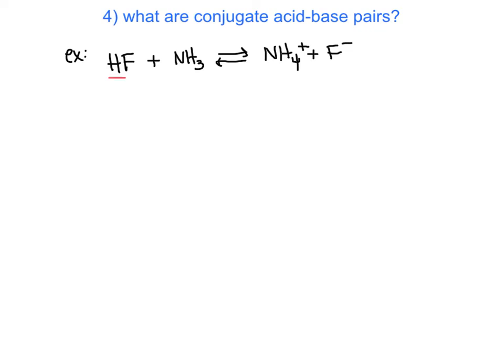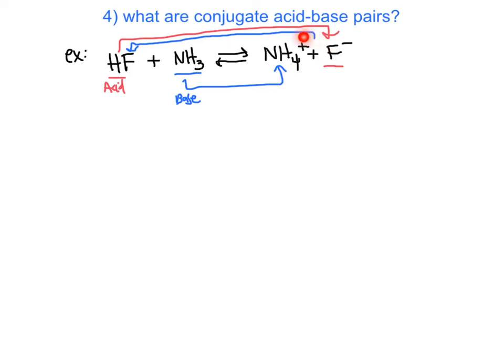So in this example, hydrogen fluoride is your acid because it gave up a hydrogen, and ammonia, because it's taking on that hydrogen, is your base. But because this is reversible, in the reverse reaction, the opposite is taking place. Your fluoride ion is taking on a hydrogen, so that makes your fluoride in the reverse reaction a base, and the ammonia is giving up a hydrogen, and that makes it an acid.